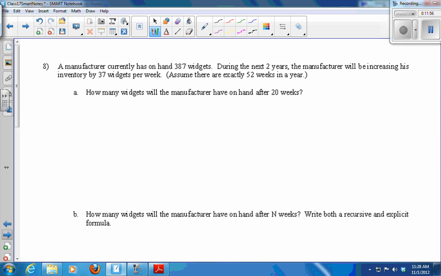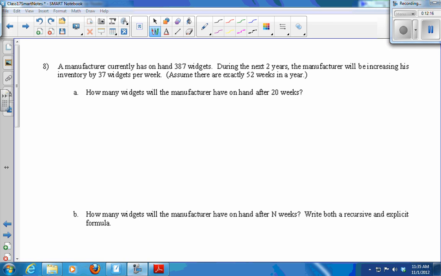Okay, so I want you to work on this one in your groups now. A manufacturer currently has 387 widgets. He's trying to ramp up his inventory. He's going to increase his inventory by 37 widgets per week. See if you can answer these questions.